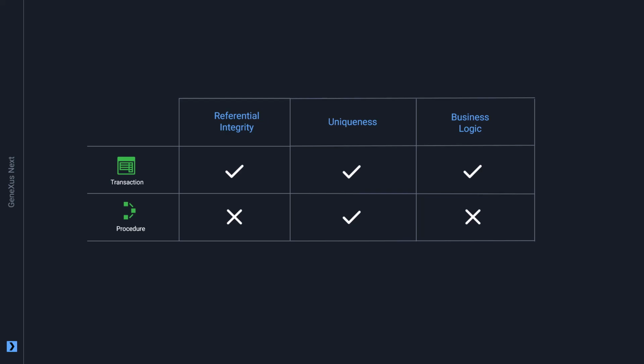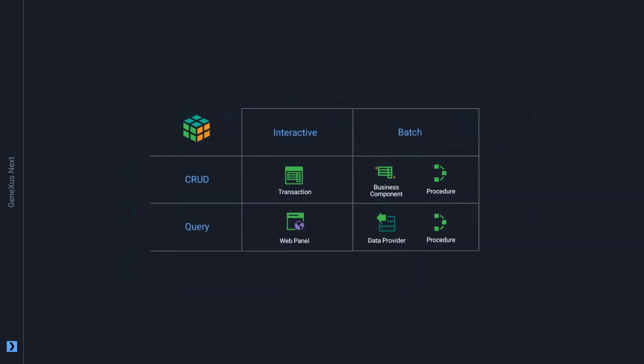Here we show a comparison table of the checks that are performed by the transaction, but not by the procedure. In the next video, we will study how to perform these same operations using the business component, which will check referential integrity and uniqueness, and will even execute business rules defined in the transaction from which it is obtained. This will be the recommended approach. Lastly, here we see the difference between interactive and batch update.